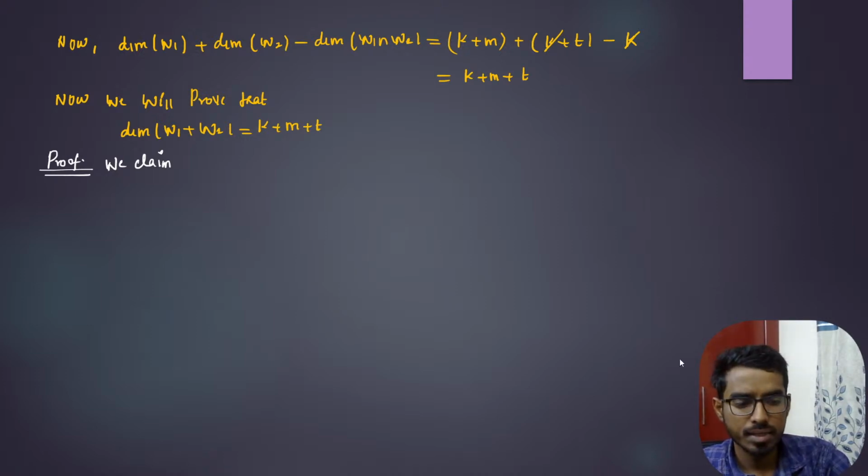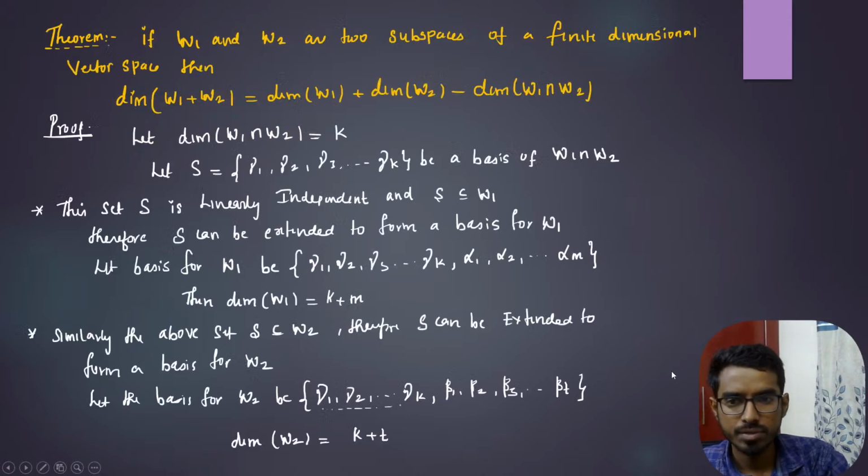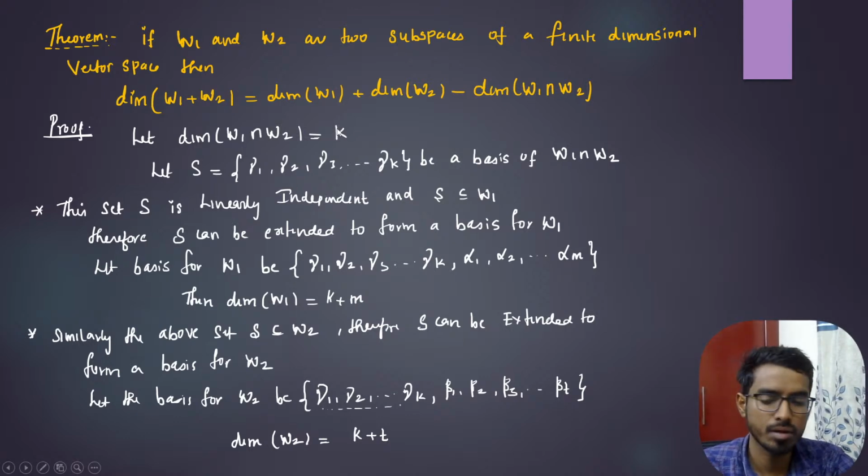Yes. So in the beginning of the proof, I said that the dimension of W1 intersection W2 is k. So I'm assuming this dimension is k. That means k linearly independent elements will span the entire vector space, right?